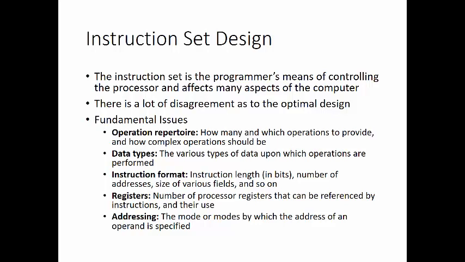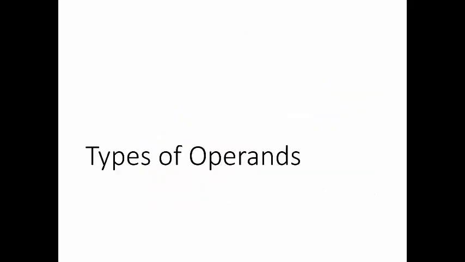And so some of these fundamental issues are the operation repertoire: how many and which operations to provide, and how complex they should be. The data types: the various types of data upon which the operations are performed. Instruction format: the instruction length in bits, number of addresses, size of various fields, and so on. Number of processor registers that can be referenced by instructions, and how you use them. And addressing: the mode or modes by which the address of an operand is specified. And again, we brought that up with registers requiring fewer bits to address than memory locations.